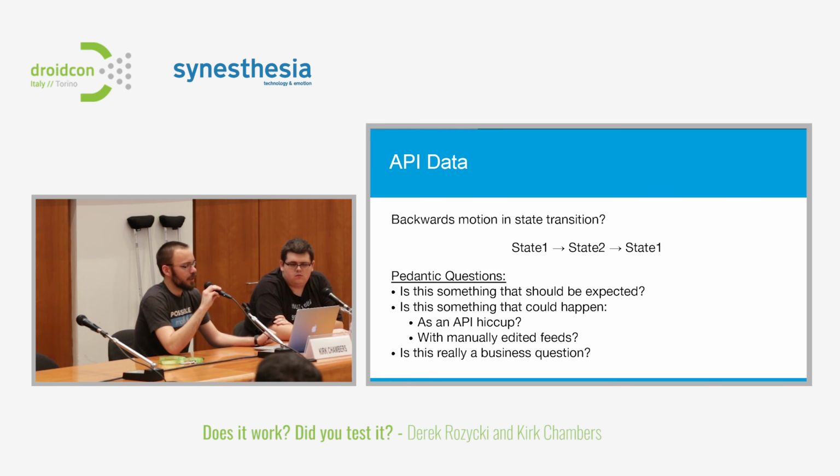What happens if we go from, I've ordered something, it's shipping, and then back to the it's just been ordered, hasn't shipped yet state? Can your app recover, or is it going to crash because data it's expecting is no longer in there?